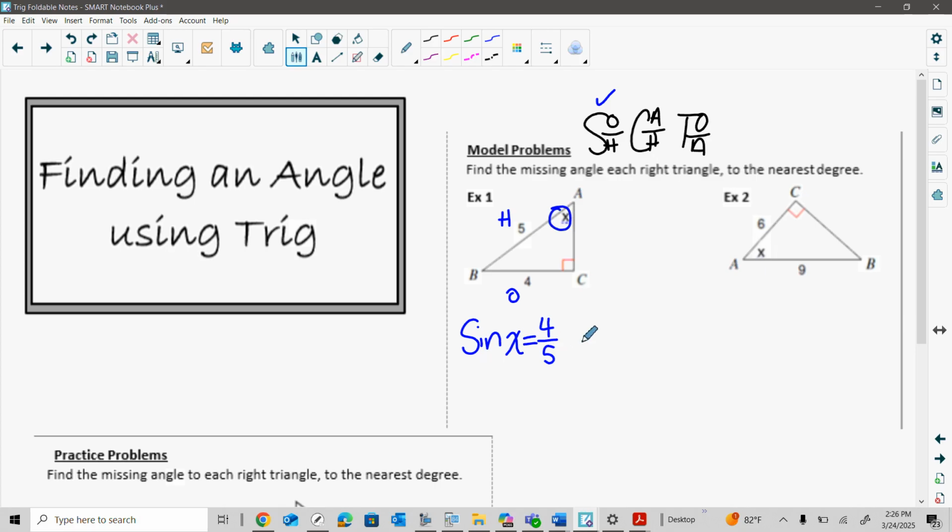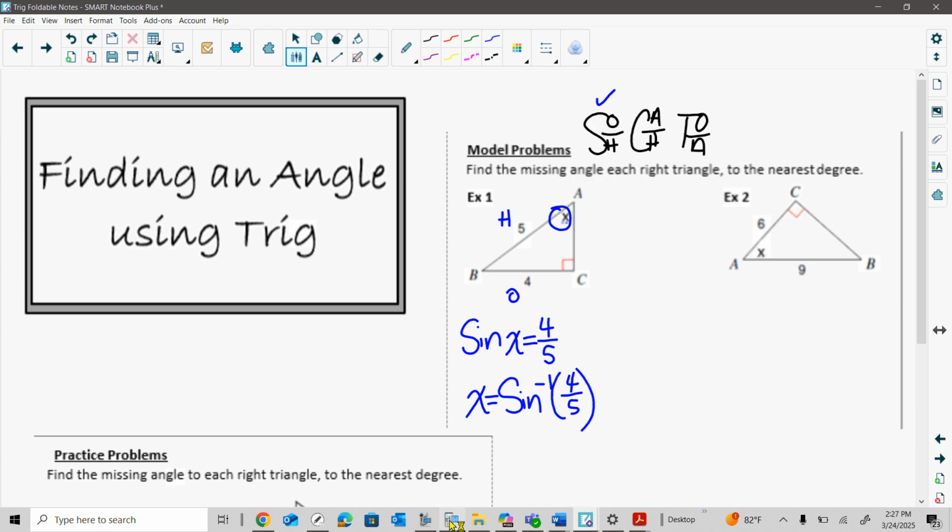So the way that looks in trig, whenever we're finding this missing angle, x is going to equal the inverse of sine, which is sine -1, of the fraction 4/5. We're doing the inverse of sine. You do the inverse of any trig function to help us get to the angle.